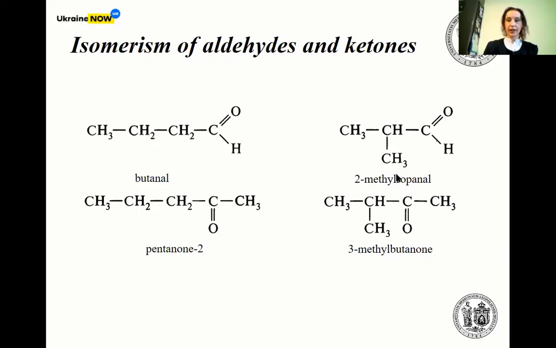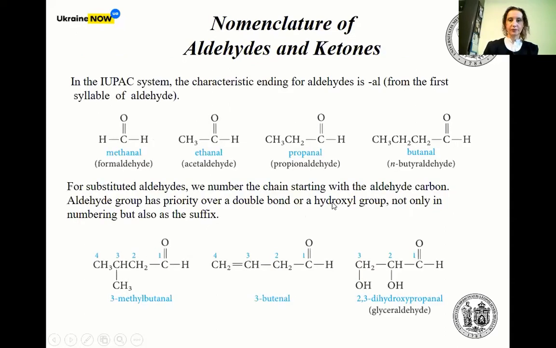On the next slide, we can see the isomerism connected with different structure of the hydrocarbon chain. So it is skeletal isomerism. Here we have a straight hydrocarbon chain, and here we have a branched hydrocarbon chain. The same in this example. This part is straight, and this part is branched.